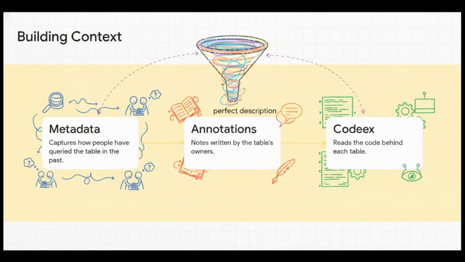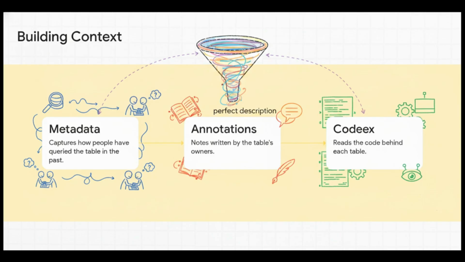So to solve this, OpenAI's team built a context assembler that merges 3 incredibly smart data sources into one perfect, highly detailed description for every single table, updating daily. First up, they pull usage metadata. This tracks how human engineers have actually queried the table in the past. Second, they pull human annotations, which are mandatory notes written directly by the people who own the tables. And third, they use Codex enrichment.